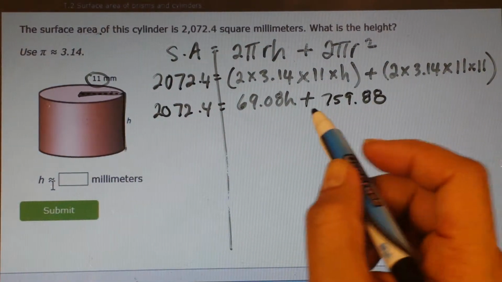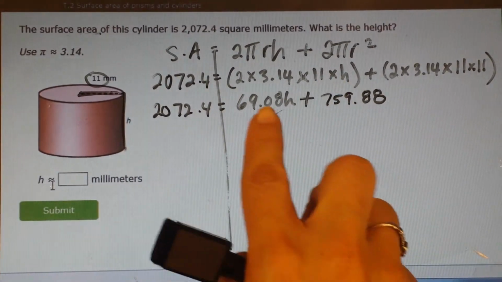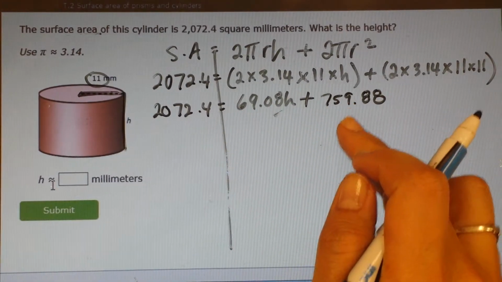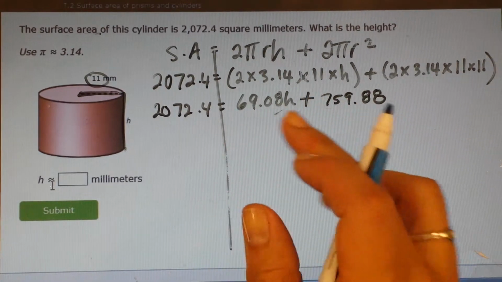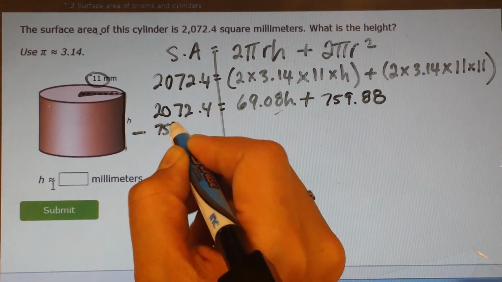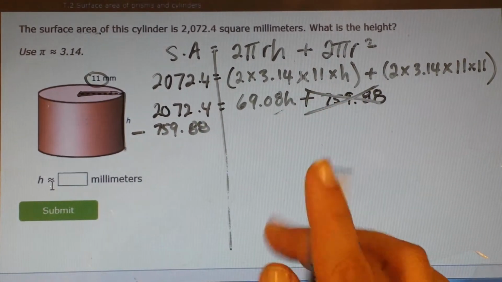Okay, well, what does that look like to you? It's just a simple equation. I want to get h completely by itself. So what's bothering h? This number here and this number first. So we have to undo addition. I'm going to move this to the other side, or you can just think of it as subtracted from both sides, whatever you want to do. Move it to the other side. It's going to be minus 759.88. Now that has completely gone away.